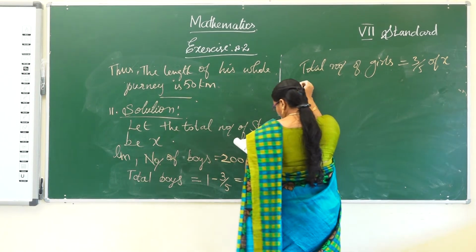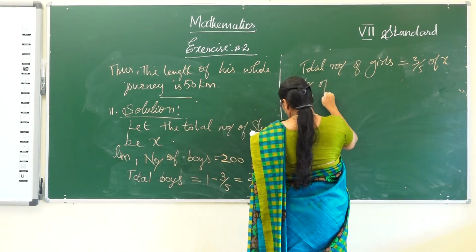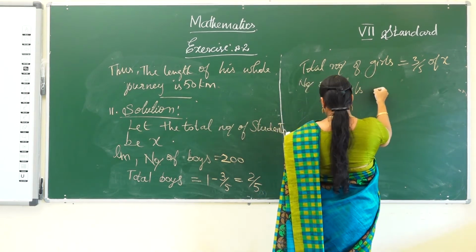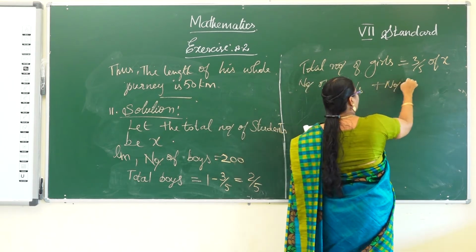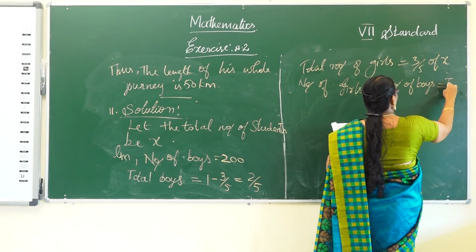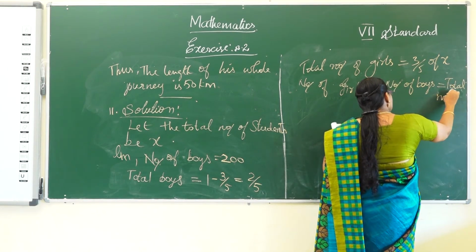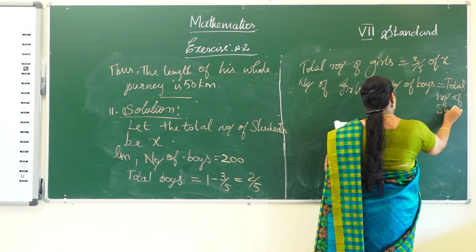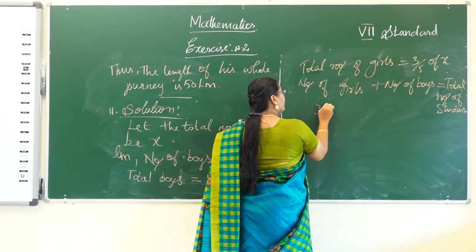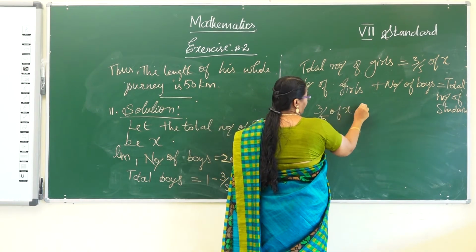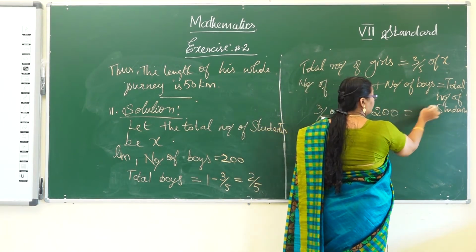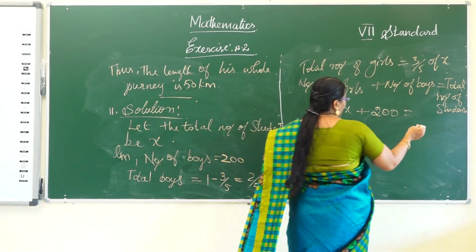So here write: number of girls plus number of boys is equal to total number of students. So you know that number of girls is 3/5 of x plus number of boys, already you know that value. Which value? 200 is equal to total number of students, we have considered it to be x.